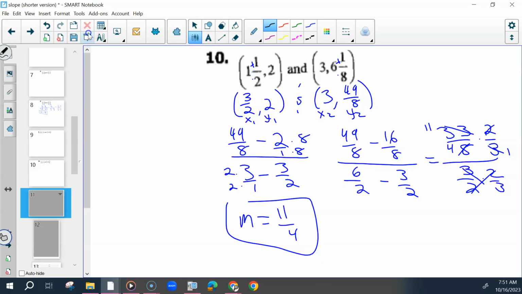And then number 10. So that one had more steps because you had to change the mixed numbers to improper fractions. Then get common denominators. Then simplify. Then flip the denominator, multiply it to get 11/4. You always flip it at the end.